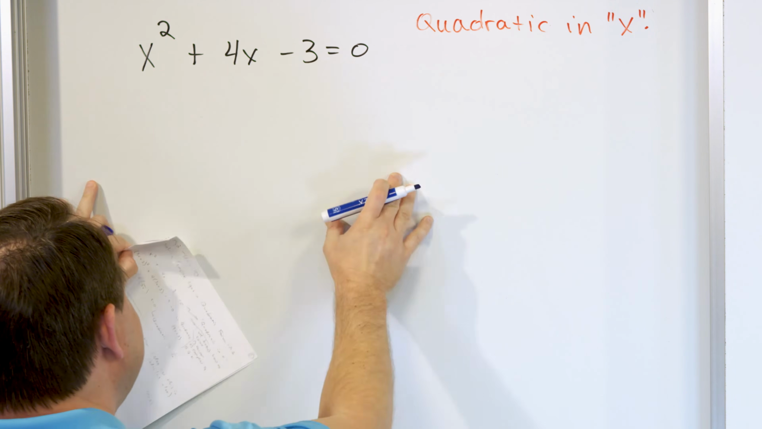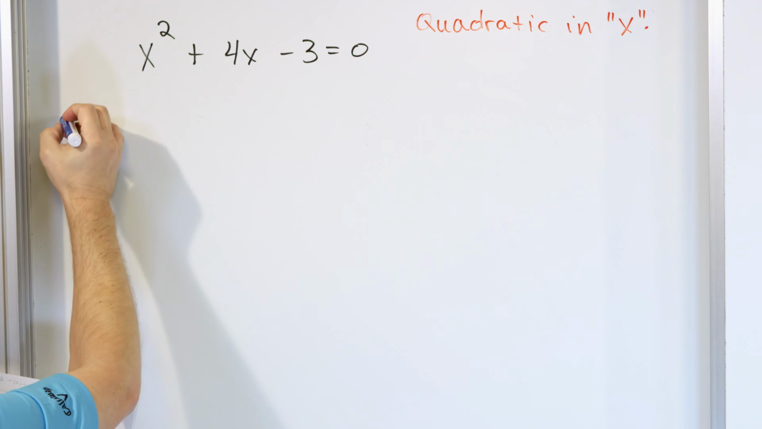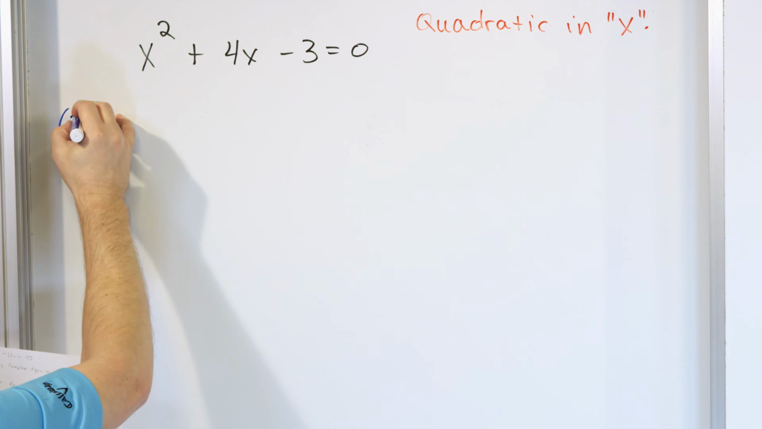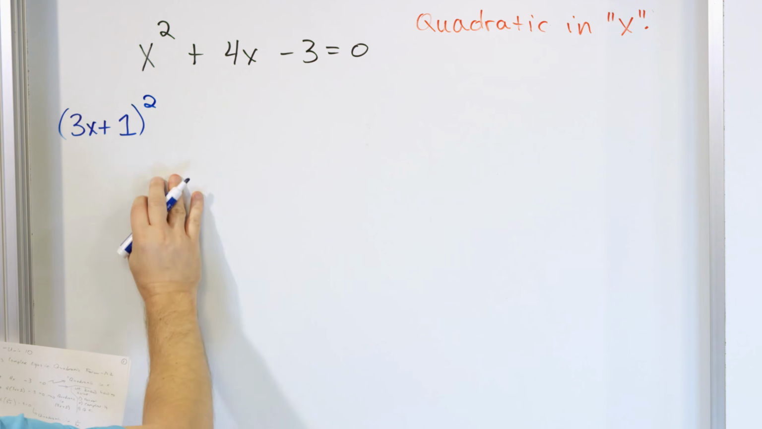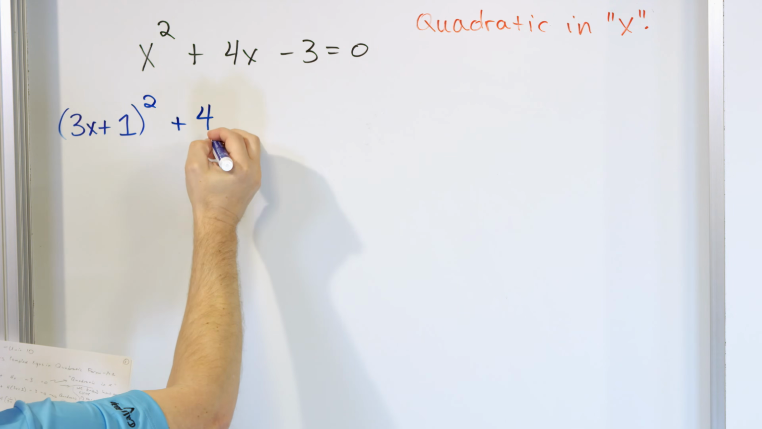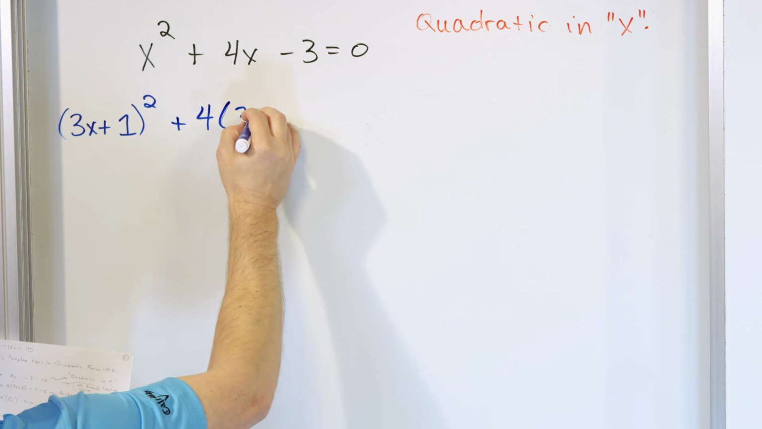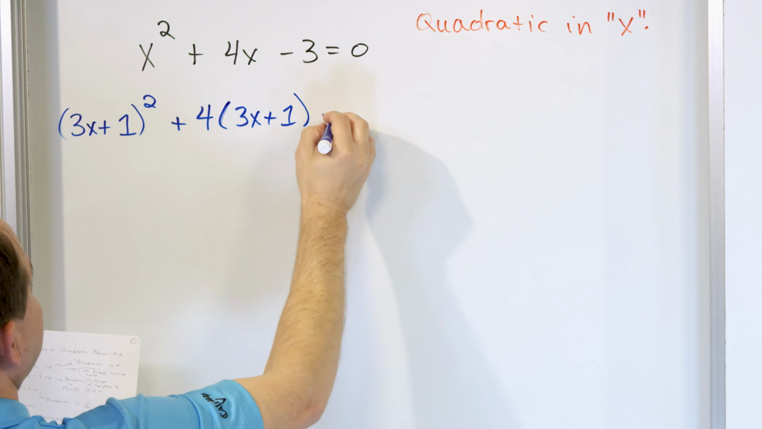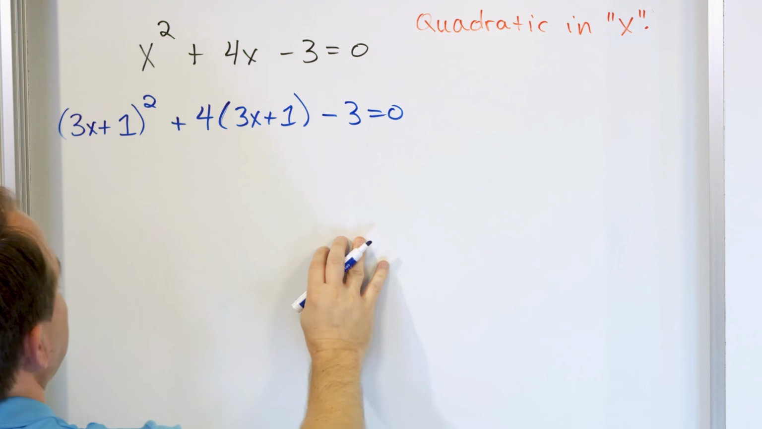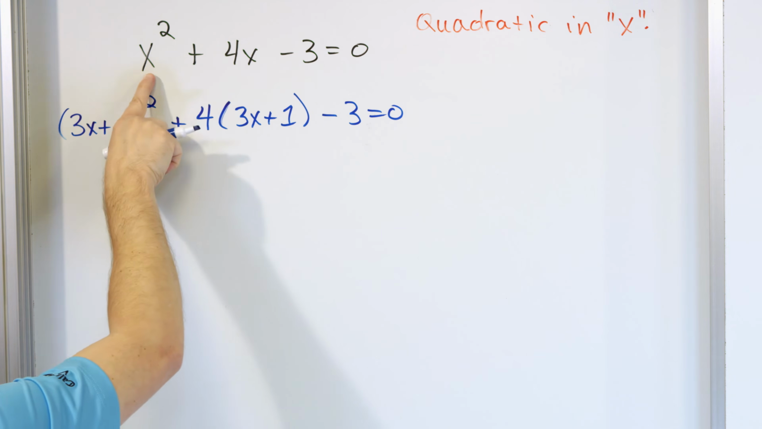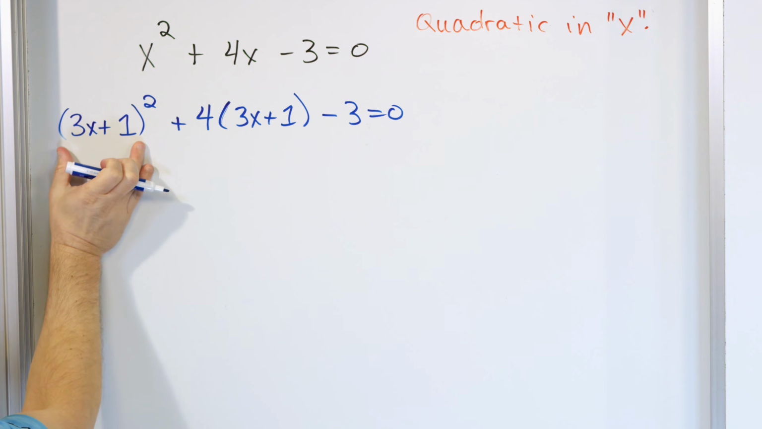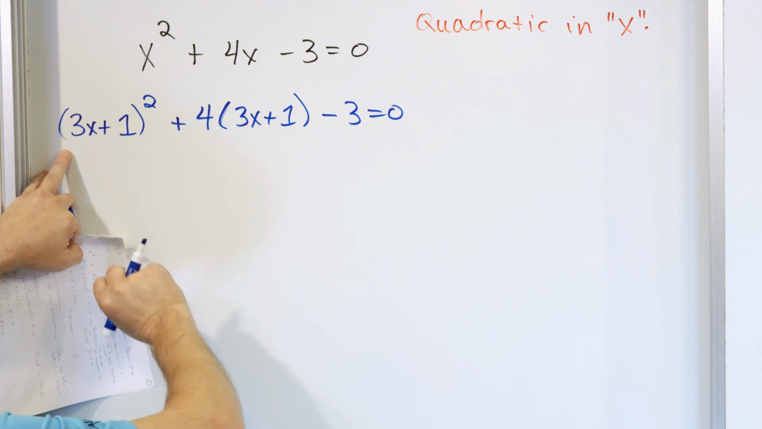Now let's use the same thing as a skeleton and introduce a similar equation. What if I give you 3x plus 1, and I'm going to square that. And then I'm going to add to that the term 4 times 3x plus 1. And then I'm going to subtract 3, and I'm going to have this equal to 0. Notice how this is exactly the same thing, except for one huge difference. The x squared is replaced by 3x plus 1. This whole quantity is what is now squared.